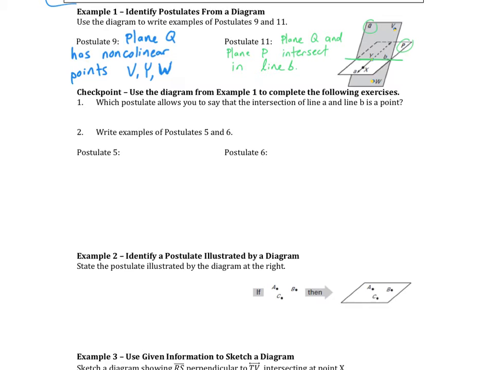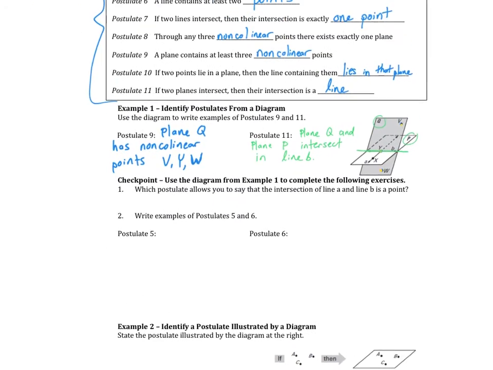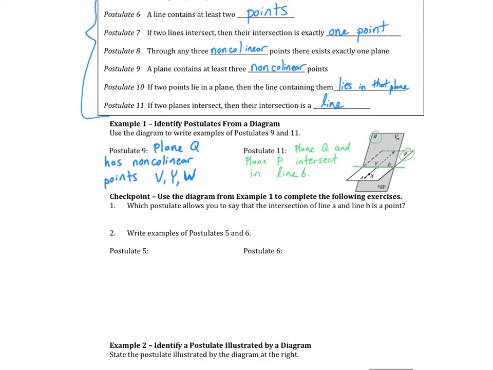All right, so checkpoint, use a diagram from example 1 to complete the following exercises. Which postulate allows you to say that the intersection of line A and line B is a point? So which one allows you to say that two lines intersect in one point? That would be postulate 7. Okay, and again, you don't have to memorize this, but you should know that when two lines cross, they cross on a point.